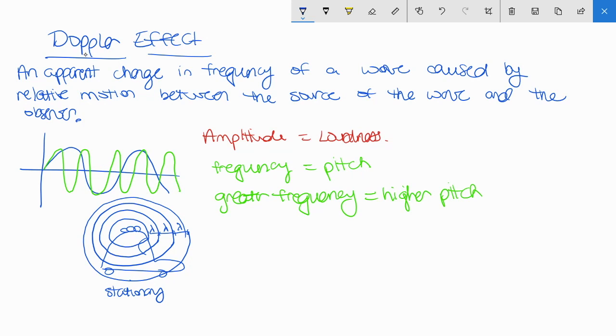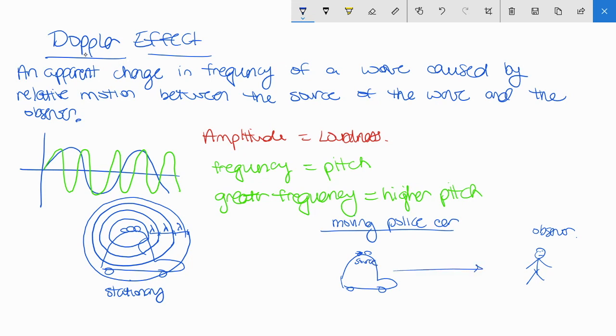So we have a moving police car. Okay. Here are the sirens. And let's say you're over here and you are the observer. And this obviously is the source. And it's moving towards you. And this might seem like common sense, but this is just an explanation of it. As this is emitting sound waves, it's also moving.